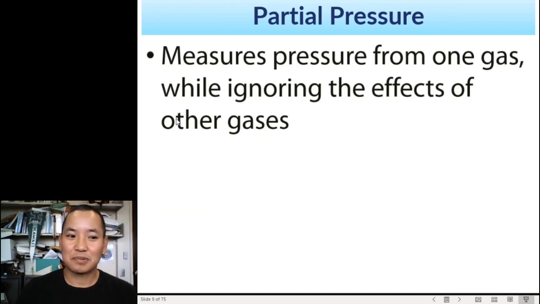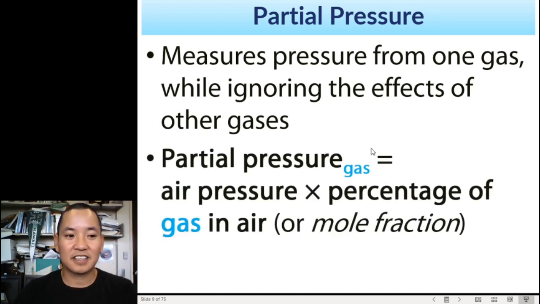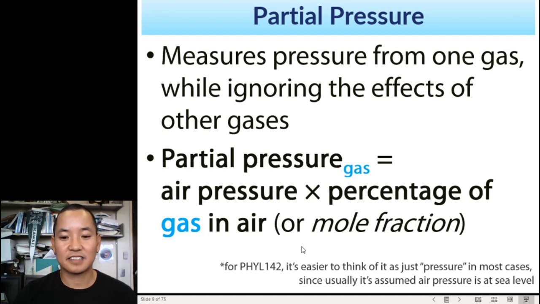So what is partial pressure? It measures pressure from one gas. Remember, the air we breathe is a mixture of gases. So when you measure partial pressure, you have to determine, okay, what gas are we talking about? Are we talking about nitrogen? Oxygen? Carbon dioxide or some other gas? So this is how you calculate partial pressure. You take the air pressure times the percentage of gas in the air. Those were the percentages I showed you on the previous slide, aka the mole fraction.